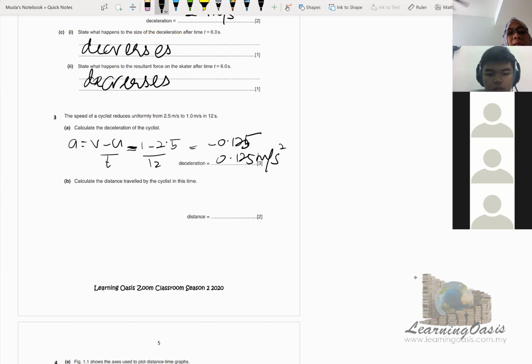Distance traveled by the cyclist in this time? I know if you do your SPM, your teacher has s equals to ut plus half at squared, right? But in O level, you don't have that formula. So how do you find the distance traveled by the cyclist in this time? Half times 2.5 plus 1 times 12.